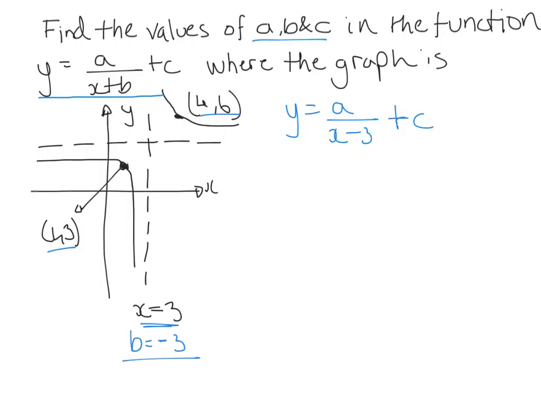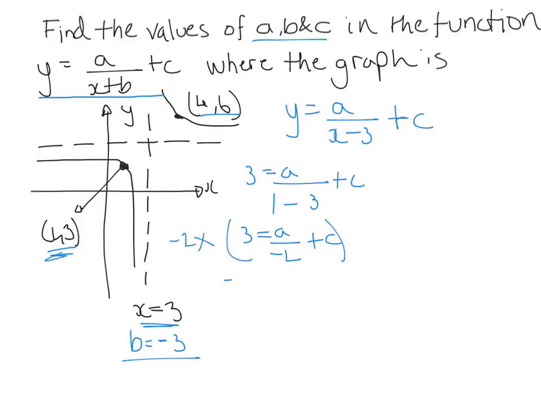Now what about we substitute in each of these points? So if we substituted in (1, 3), we get 3 is equal to a over 1 minus 3 plus c. Now 1 minus 3 is minus 2. Now if I multiplied this whole equation by minus 2, I get minus 6 is equal to a minus 2c.